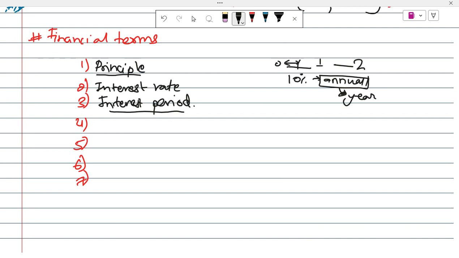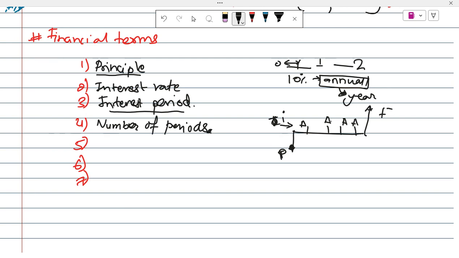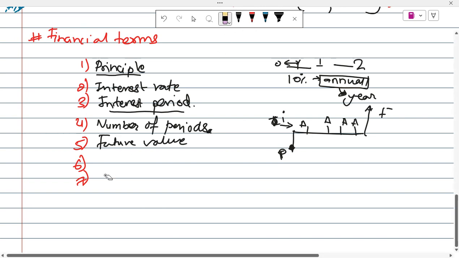Then we get the number of periods: how many periods it takes to get to the futuristic value, for example 1, 2, 3, 4, and we get our outcome. This is a one-time investment. I give the principal P, I get annual returns A, we have a certain interest rate i, and we get the futuristic value F, the future value. This is how the financial terms are.